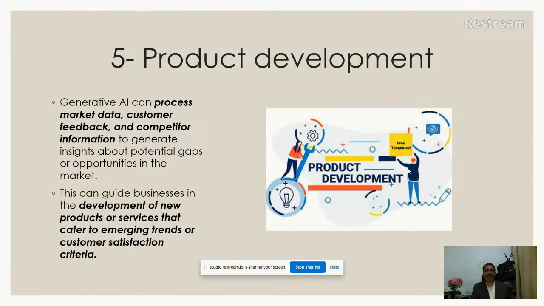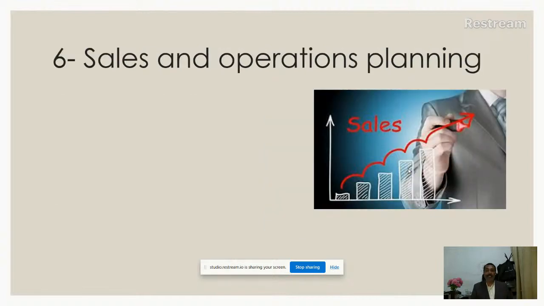Of course, it's a very great initiative for the marketing people if they are able to learn how to use the system and also adopt. Then there is a very good potential. So it can guide businesses in development of new products or services that can cater to emerging trends in customer satisfaction criteria. Next one could be sales and operation planning.